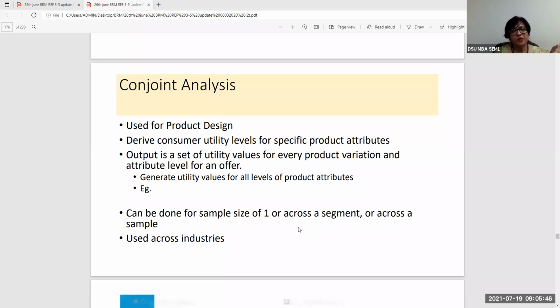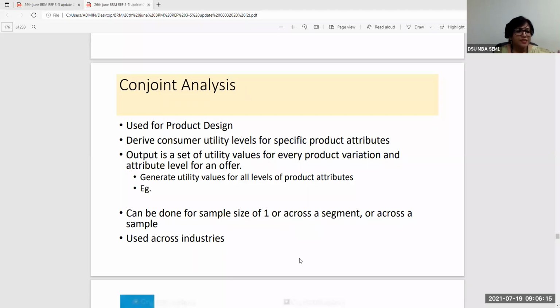Right. So when you talk about the constant sum scale, we had discussed, for example, a bathing soap, or it could be any particular product or object. Supposing you allocate some points, say out of 100, among a set of attributes, you want to find out which attributes people find important. Similar to that, taking it forward, we use conjoint analysis to compute utility values for every kind of product variation.